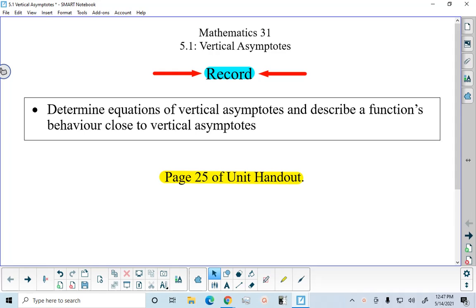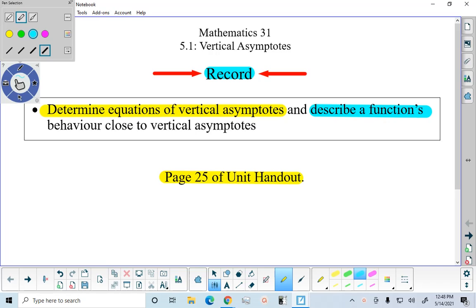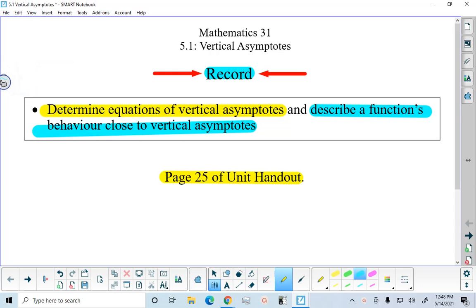We're going to be looking at equations of vertical asymptotes, and you already know, we're going to review, but you already know how to determine equations of vertical asymptotes. This is nothing new. What is new is describing a function close to the asymptotes, formally describing it. We've talked about this in Math 30-1, but we haven't formally described what's going on. And we're going to be using limits to describe the behavior of the function near a vertical asymptote.